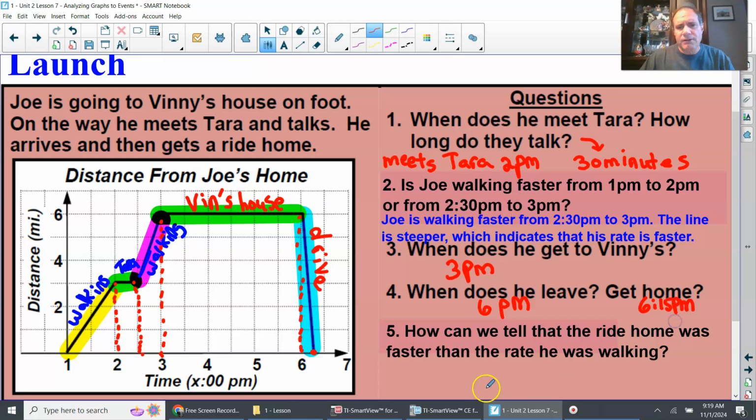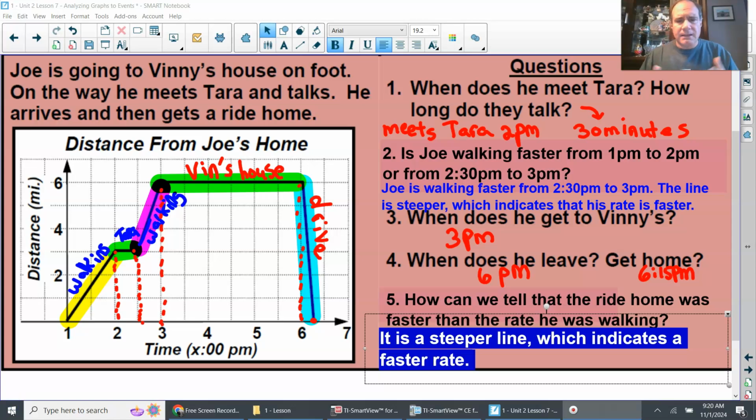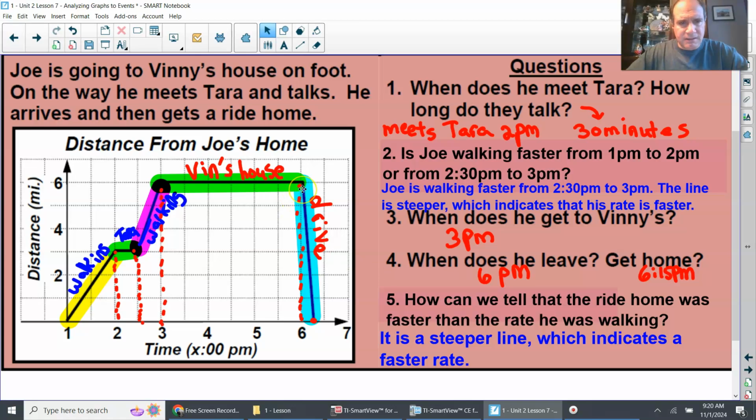How can we tell the ride home was faster than the rate he was walking? Well, it's the same thing. It's a steeper line, so that indicates a faster rate. And that is the answer. It's a steeper line, and you could see that they cover 6 miles in 15 minutes. Definitely, that's a steeper rate, and it's a faster rate. So either way, you really don't have to break down the numbers. You just have to answer that question looking at the line.